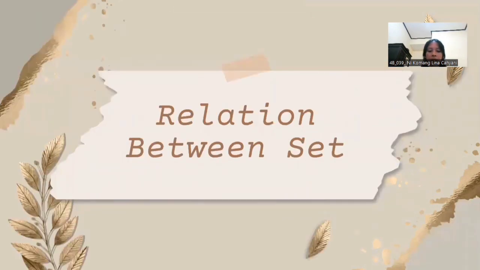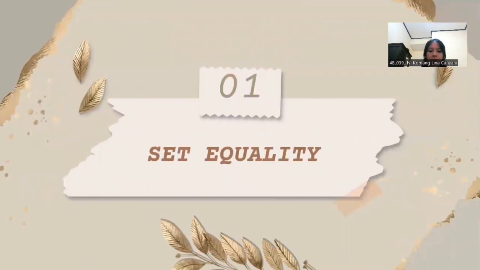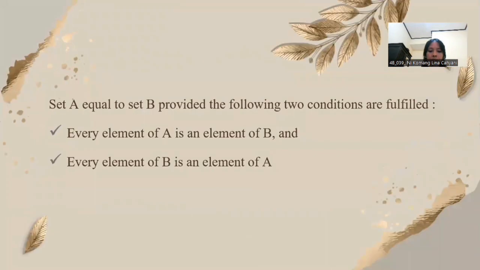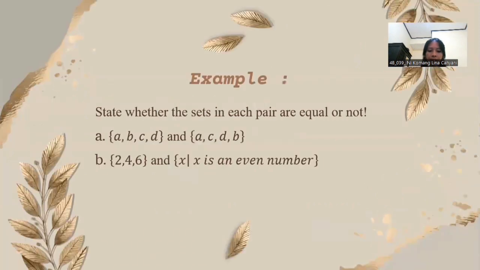Now I will explain about relations between sets. First, we are going to talk about set equality. If we have two sets A and B, set A is equal to set B provided the following two conditions are fulfilled. First, every element of A is an element of B. And second, every element of B is an element of A.